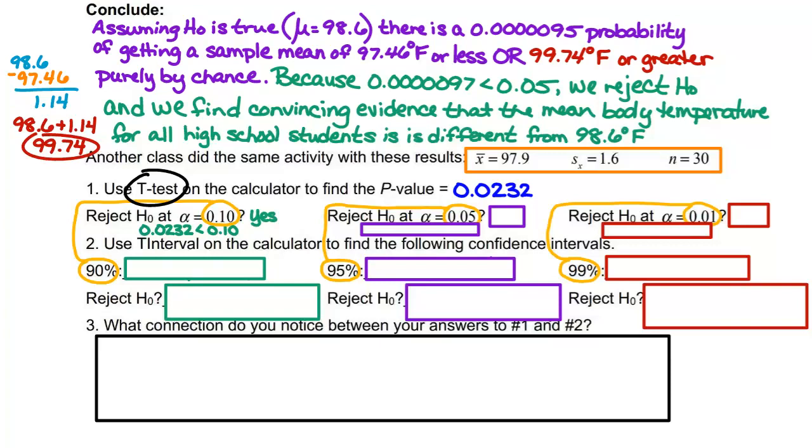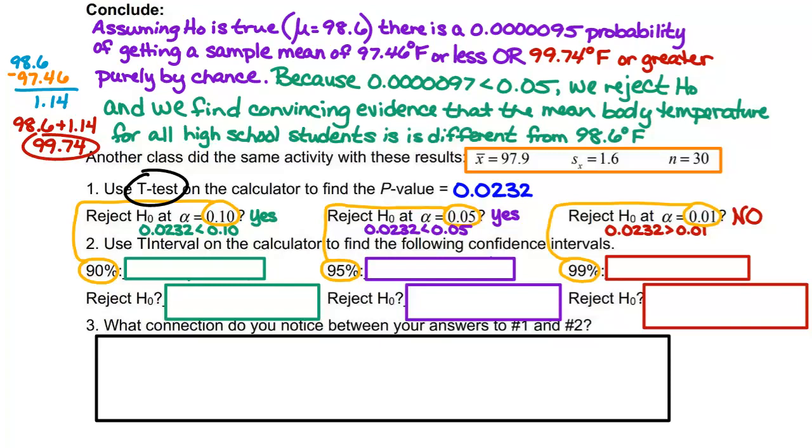What about at the alpha equals 0.05 level? Reject or fail to reject? Reject. So are we going to reject it? Yes, we are. Because again, 0.0232 is less than 0.05. What about at the alpha equals 0.01 level? Fail to reject. Because 0.0232 is greater than 0.01. So we reject at the 0.10, we reject at the 0.05, we fail to reject at the 0.01 level.